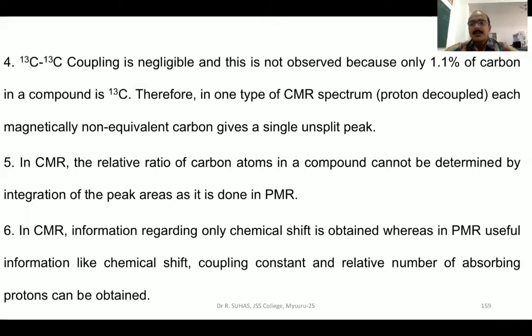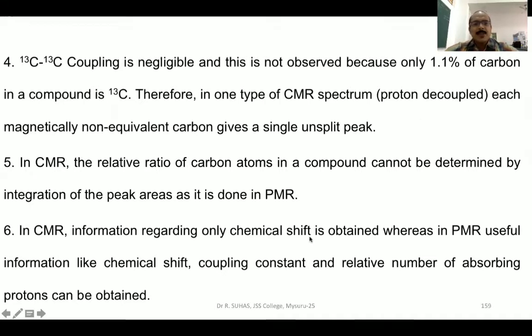Because what is the percentage of C13 in a compound? It is only 1.1%. Therefore, in one type of carbon 13 NMR spectrum, that is the proton decoupled spectrum, each magnetically non-equivalent carbon gives an unsplit peak. That means you are going to get only a single peak in the proton decoupled spectrum of carbon. Whereas in the proton NMR spectrum, each peak will be split depending on the number of atoms it is coupling with. That is the fourth difference between PMR and CMR.